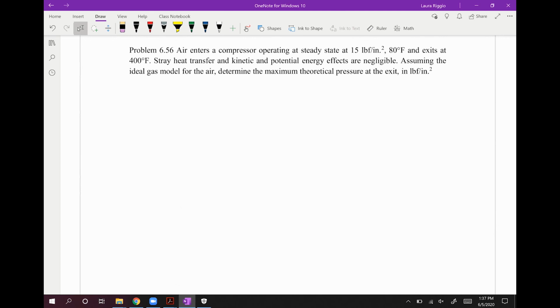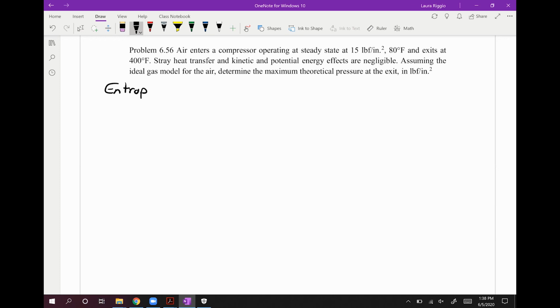I'll do another quick problem where we have air entering a compressor operating at steady state at 15 psi and 80 degrees Fahrenheit, and it exits at 400 degrees Fahrenheit. There's no heat transfer and no kinetic or potential energy changes. Assuming the ideal gas model for air, we want to determine the maximum theoretical pressure at the exit.